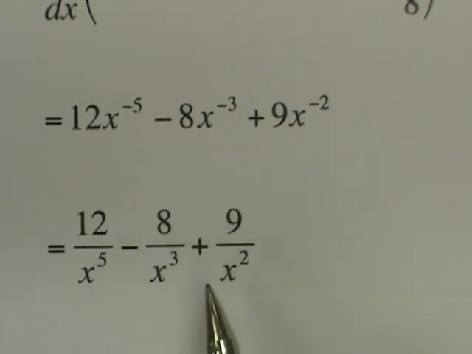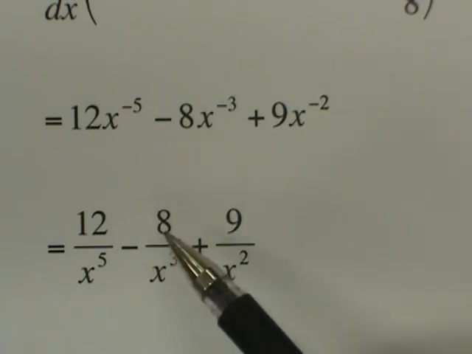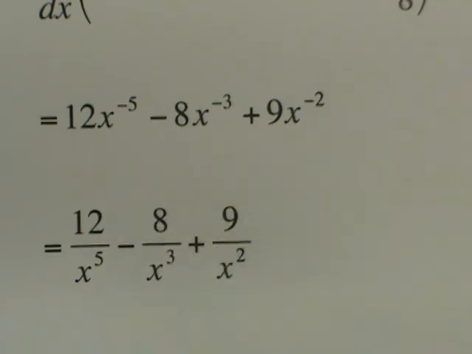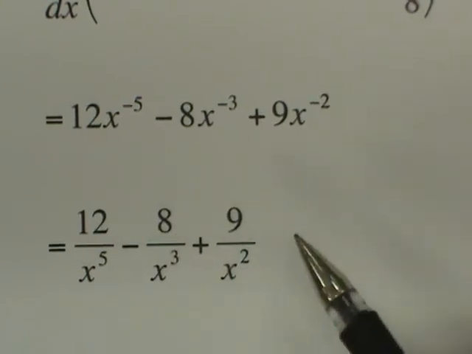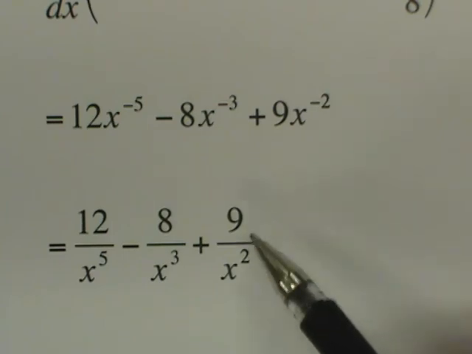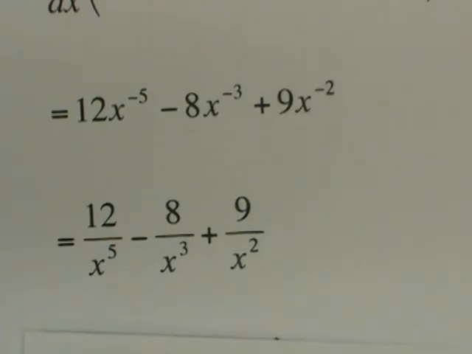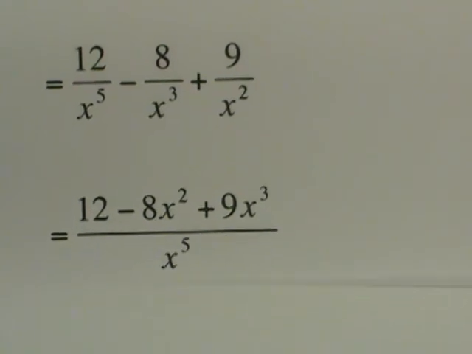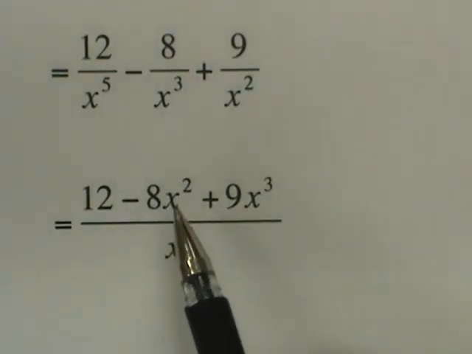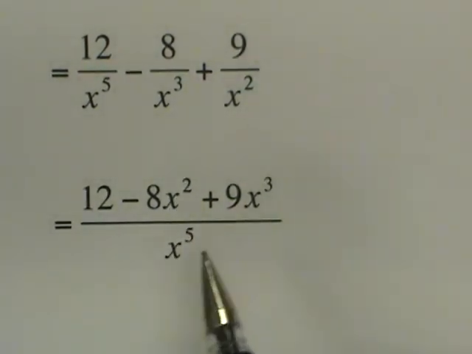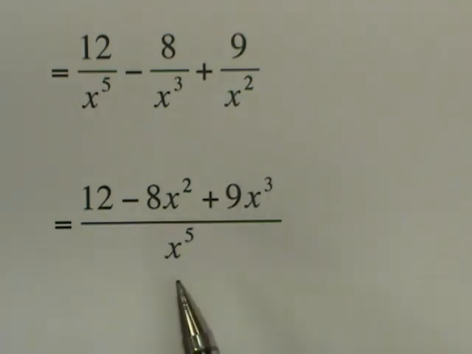One other thing that I can do, I can take all three of these fractions and turn this into one big fraction by finding a common denominator. To do this, I would multiply the middle term by x squared on the top and the bottom, and the last fraction I would multiply top and bottom by x cubed. The result, I would get 12 minus 8x squared plus 9x cubed all over x to the fifth.